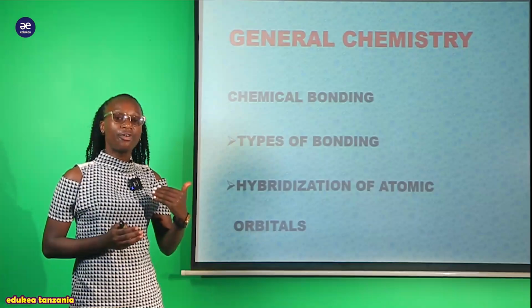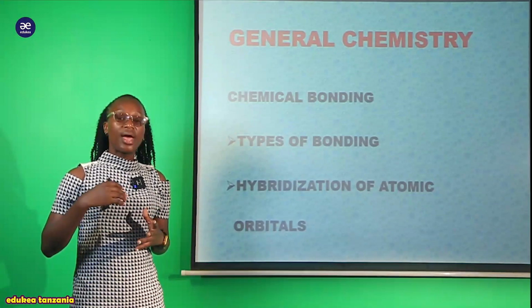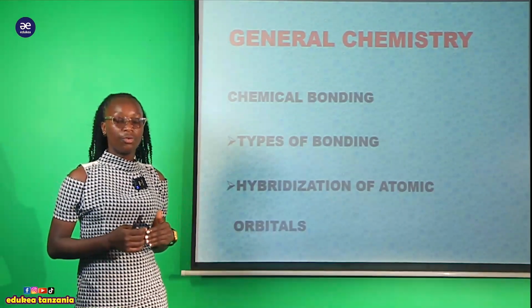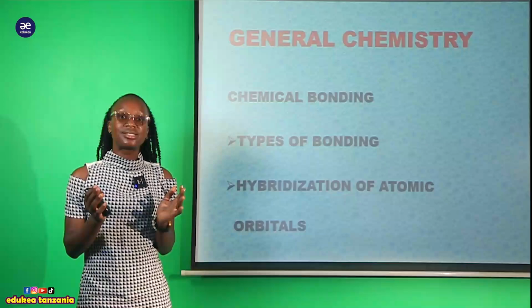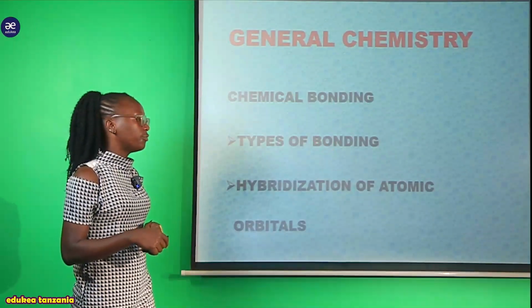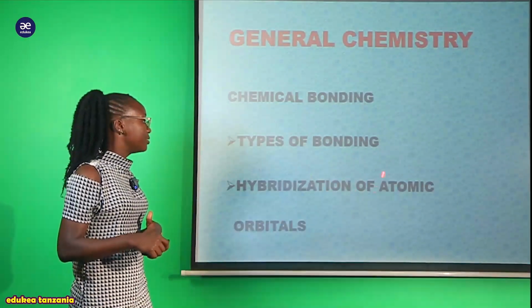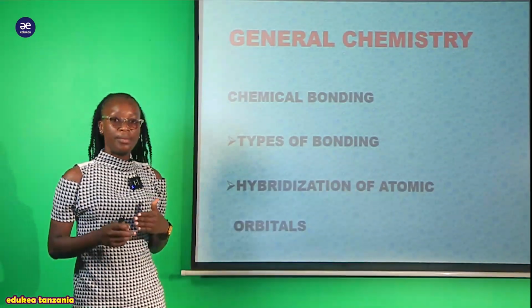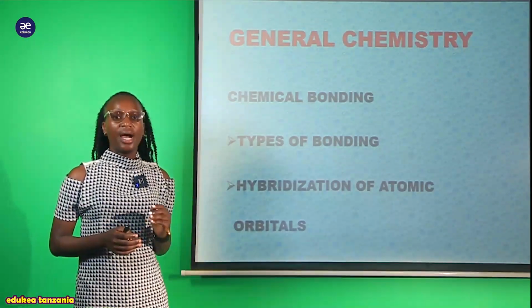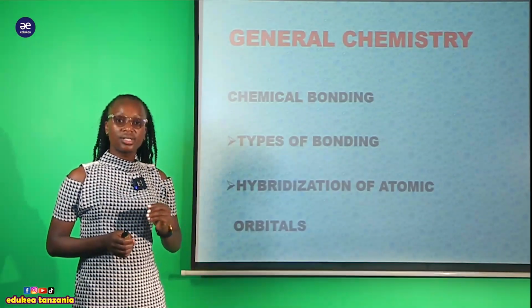But here in this Form 5 level, we are trying to go further. We are trying to learn deeply about this kind of bonds. But also there are some additional concepts toward these types of bonding. The same applies in the issue of hybridization of atomic orbitals. So these are the main subtopics in our chemical bonding. But within it, there are several subtopics.